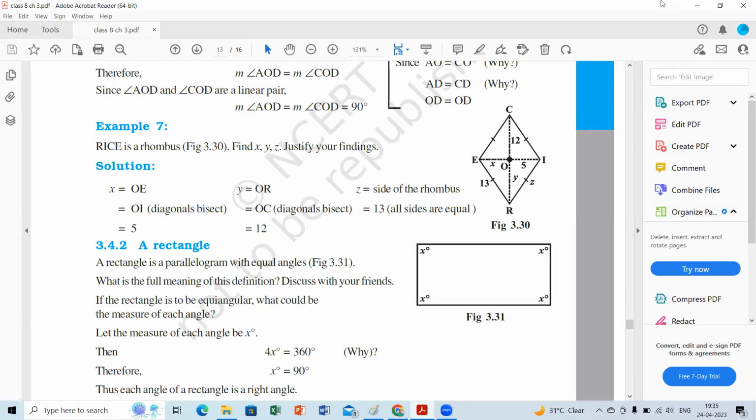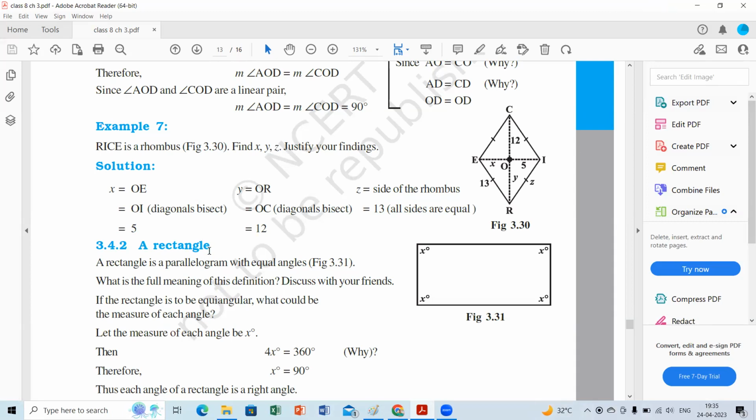Very good. The sides are hypotenuse, forming separate triangles. There are four triangles in a rhombus, so there are four hypotenuses. The sides are the hypotenuse, and the diagonals' perpendicular bisectors are the base and perpendicular, leg 1 and leg 2. So especially for the rhombus we are using the Pythagoras property. Please remember that point also, children.